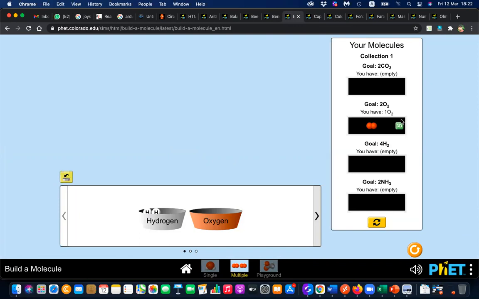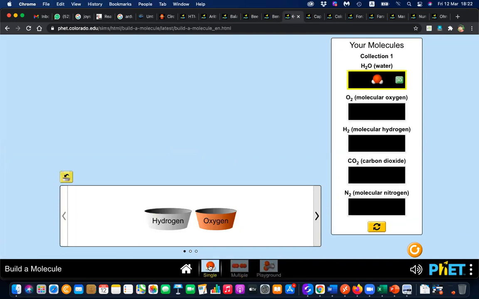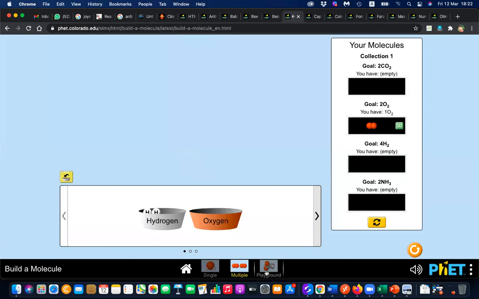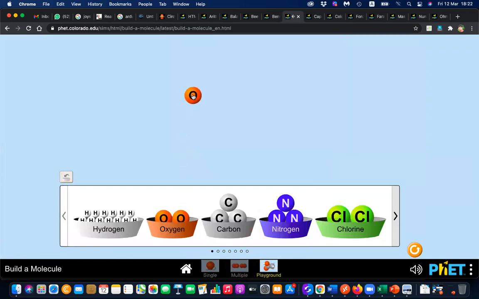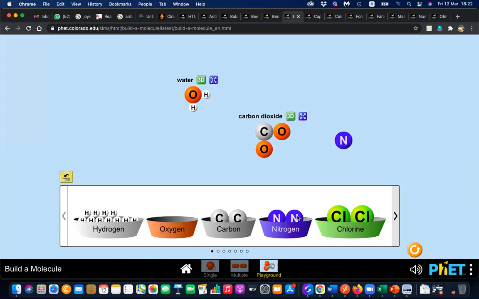You can also learn about molecular chemistry. If you want to learn about molecules, you can just use one oxygen and two hydrogen, and it will create water. This is H2O. You can create one carbon and two oxygens, so that is carbon dioxide. And you can put two nitrogen, and that will create nitrogen gas, N2. And if you put chlorine and hydrogen, you will create HCl, hydrochloric acid. Likewise, you can learn about molecules.